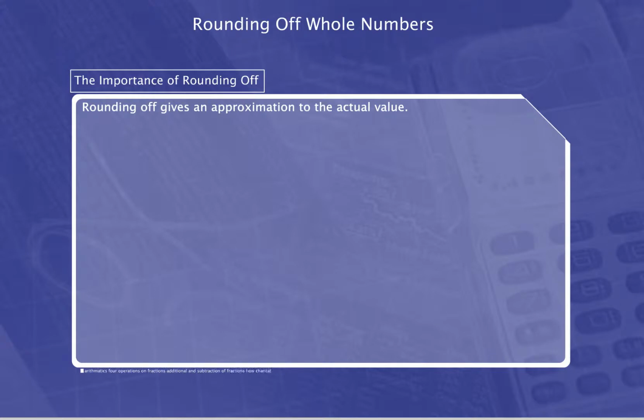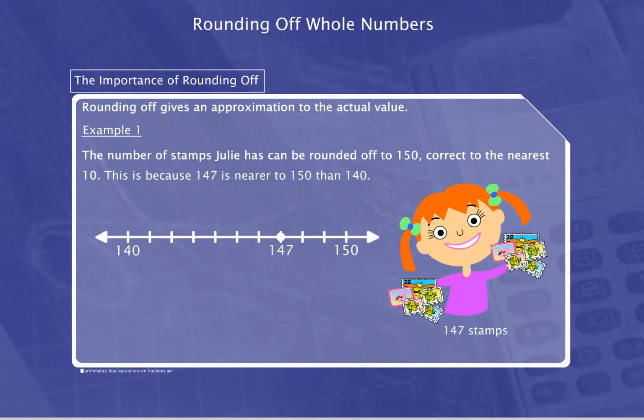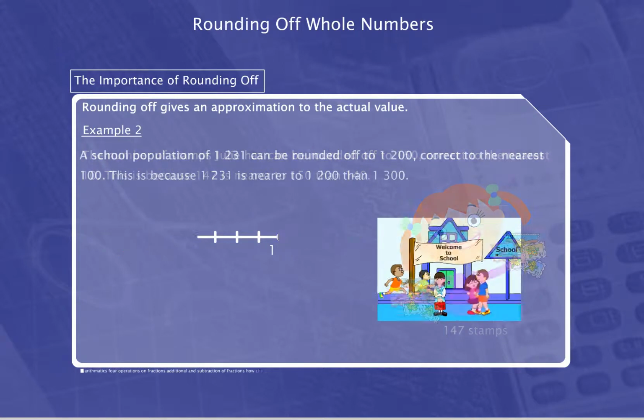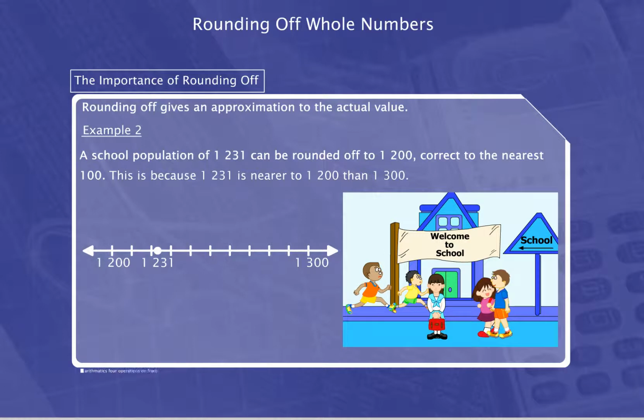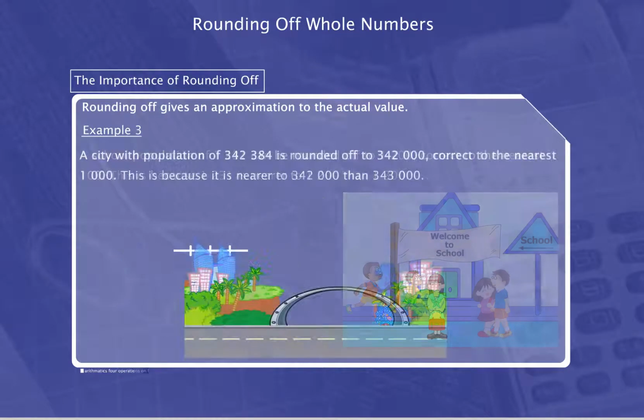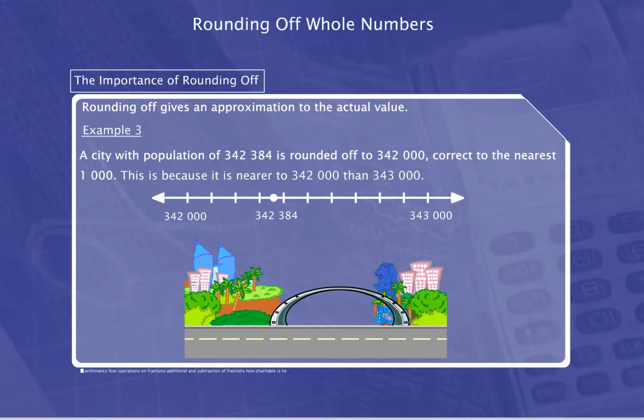Let's look at some other examples. The number of stamps Julie has can be rounded off to 150, correct to the nearest 10. This is because 147 is nearer to 150 than 140. A school population of 1,231 can be rounded off to 1,200, correct to the nearest 100. This is because 1,231 is nearer to 1,200 than 1,300.